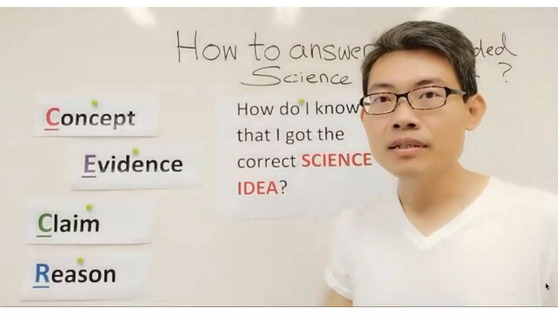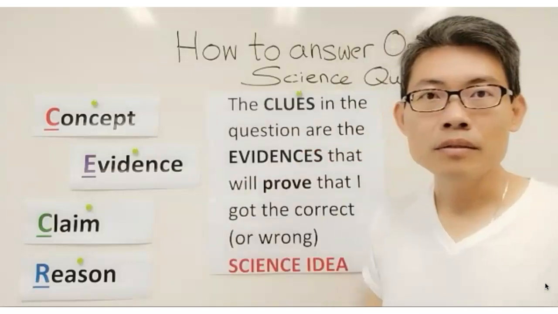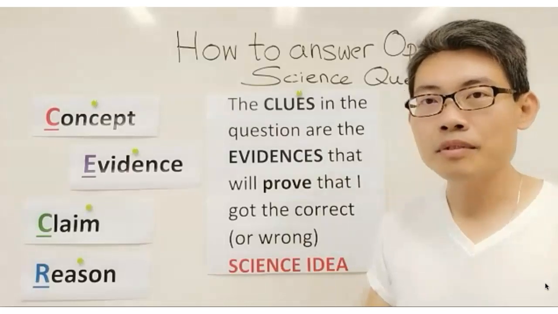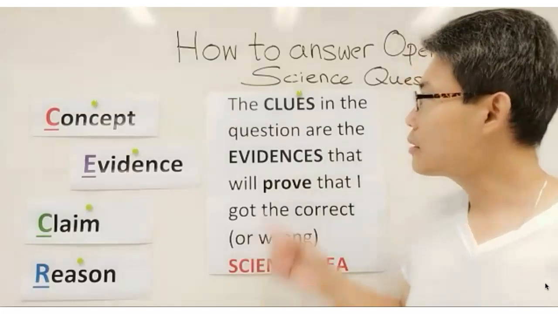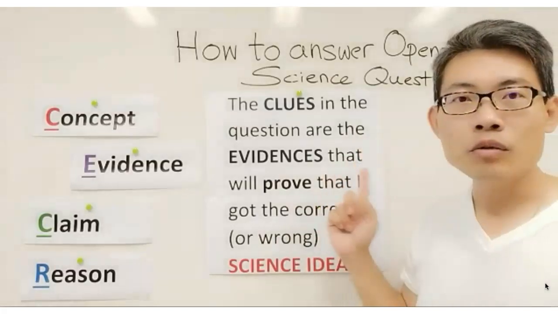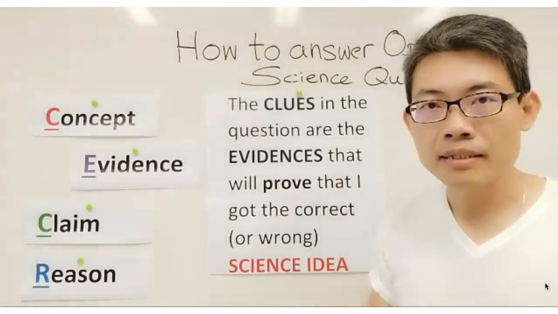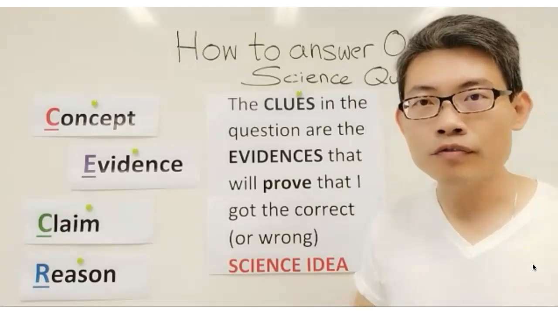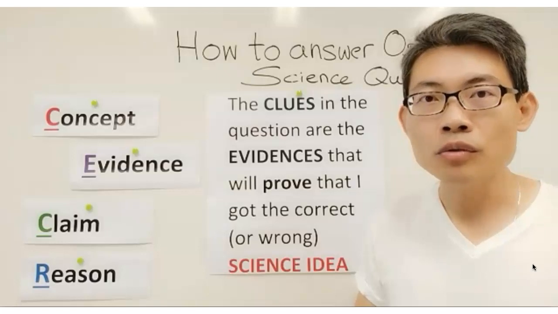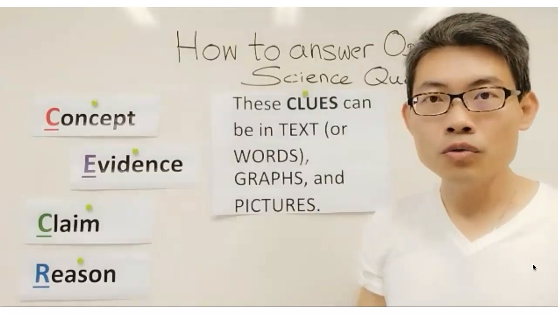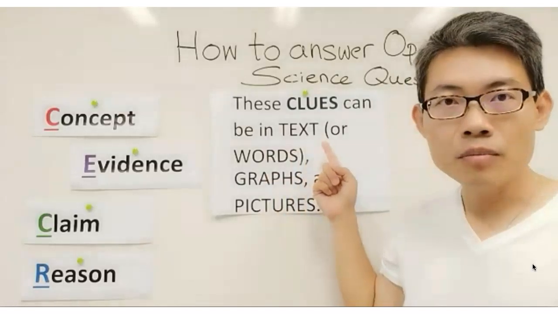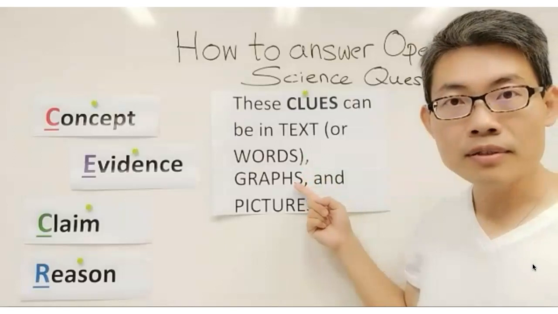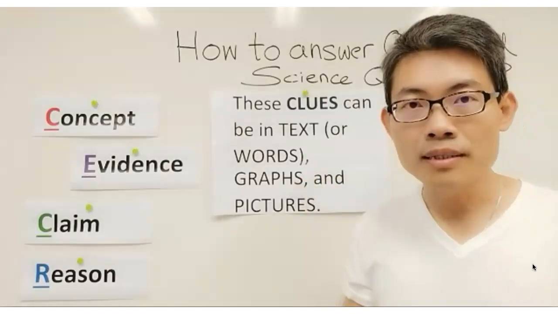So where are the evidences in the question? Well, the clues are in the question. I'm sure you've heard this from a science teacher many times, but it is a fact. The clues in the question are the evidences. They will prove whether you have gotten the concept correct. What can the evidences be in the form of? How do the evidences look like? These evidences or clues can be in many forms, such as text or words. It can be in the form of graphs, and of course, there will always be words.